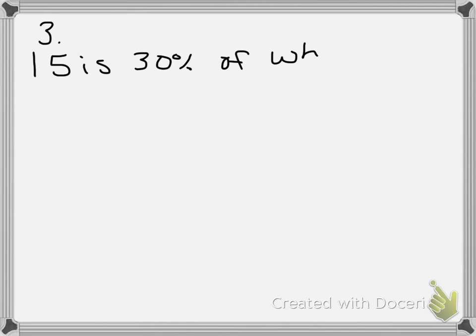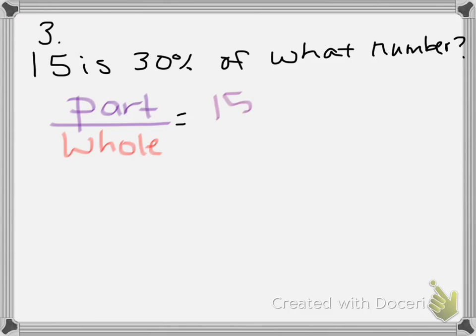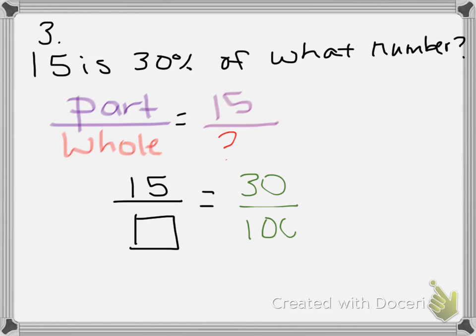The first example, number 3, on this page, says 15 is 30% of what number? So they want you to use the part to whole method that they just showed you. So 15 is, and then you have a blank block because you don't know what the whole is. And then they want you to set it up equal to 30 per 100. And that's literally per cent. So that's where we get that from.